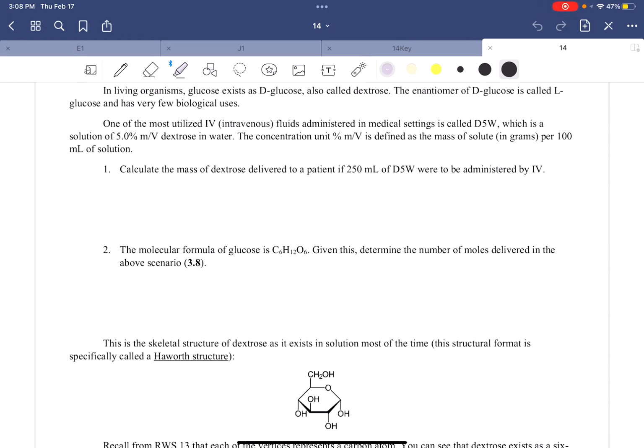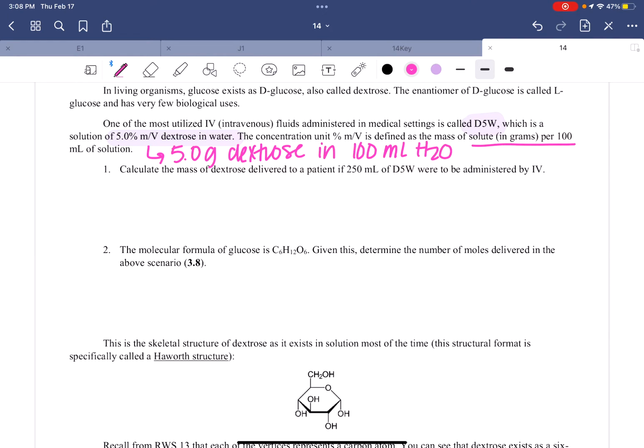So the first thing that I want to point out is that the first dextrose solution, called D5W, is 5.0 mass by volume dextrose and water. And what that means for us is that there's 5.0 grams of dextrose in 100 milliliters of water. And we get that from this definition here of the mass by volume percent. So that's really the most important information about this D5W solution, and we'll use that a few times throughout this worksheet.